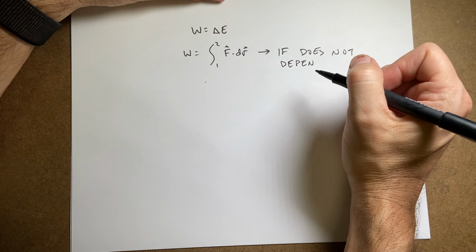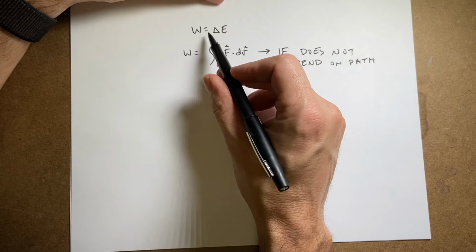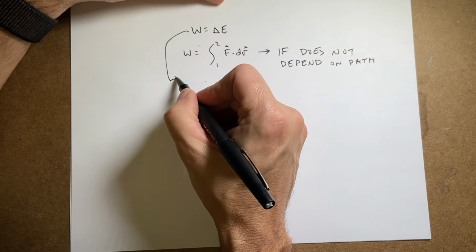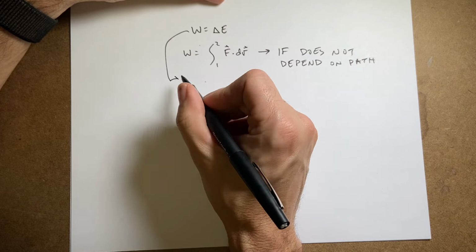Depend on path. Then we call that a conservative force. And in that case, I can actually move this integral to the other side of the equation. So this becomes 0 equals negative the integral from 1 to 2 of F dot dr plus delta E, whatever other kind of energy that I have. And we call this work in that case a potential energy. So delta U, the potential energy, would be negative the integral from 1 to 2 of F dot dr.